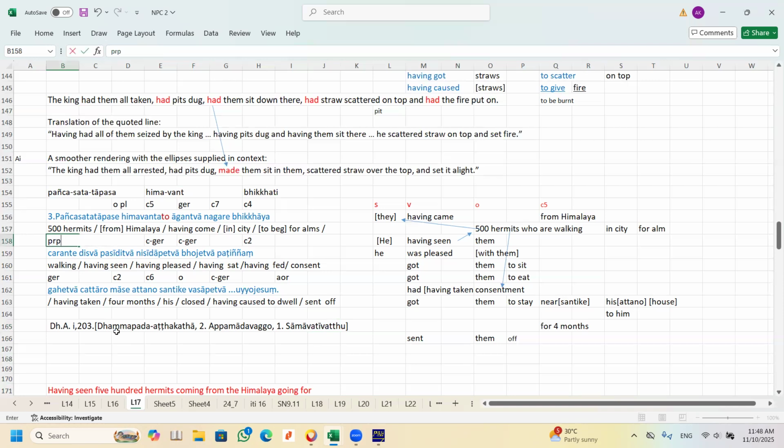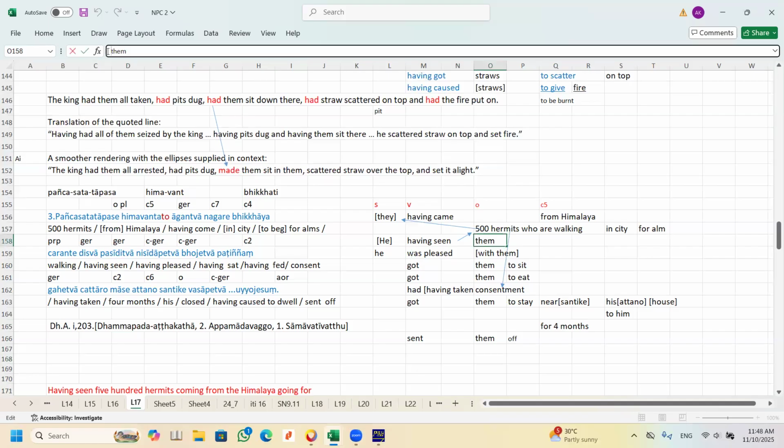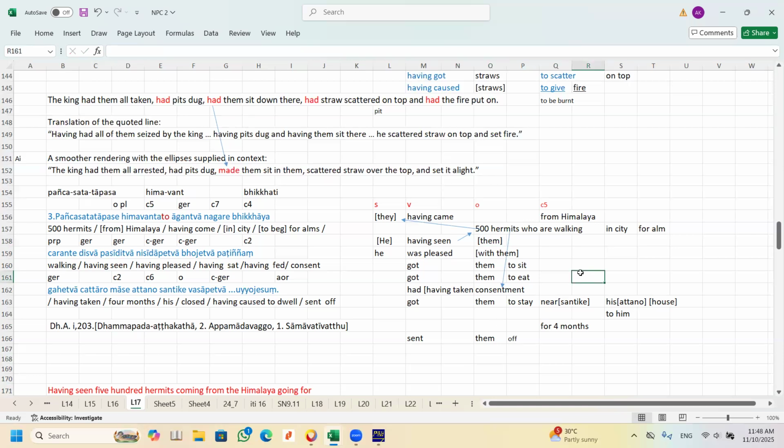Okay, PRP. Having seen. Having seen usually will take an object. Can you see? Having seen. So having seen, the object is what? The object is, it did not repeat this. That means it's talking about here, from here, the 500 monks. That's why I put them, because having seen, otherwise the object is not there. Because in my structure, you need to identify subject, object, and then after that we can construct. Okay, having seen them, okay, the next line.